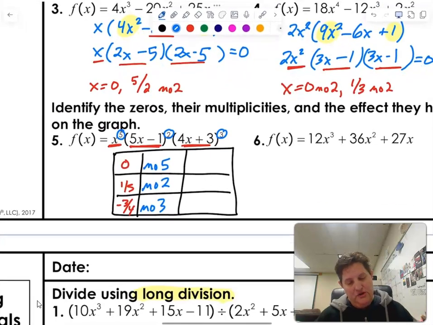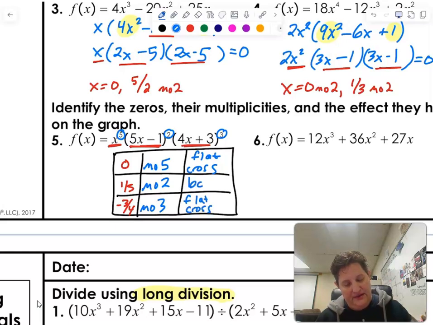All right. So now you don't have to include the word flat. I do because I know it crosses flat. Anything that's odd multiplicity, we'll do a flat cross, and anything even will bounce. Okay?